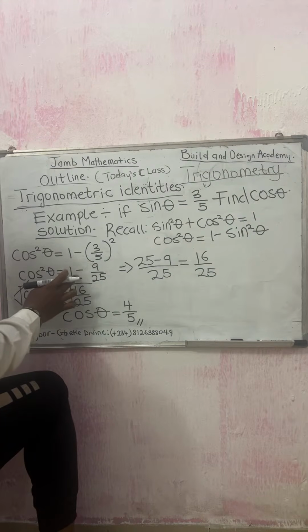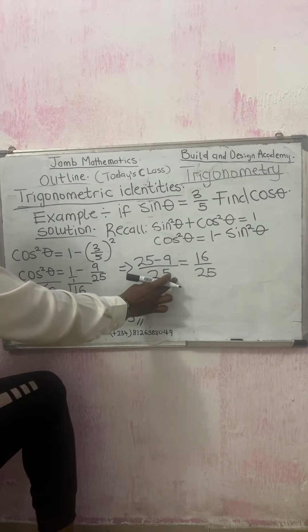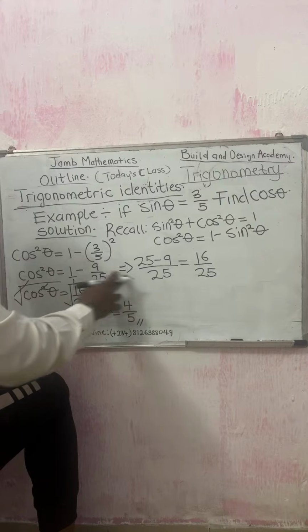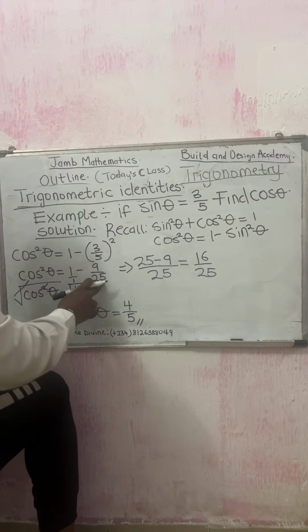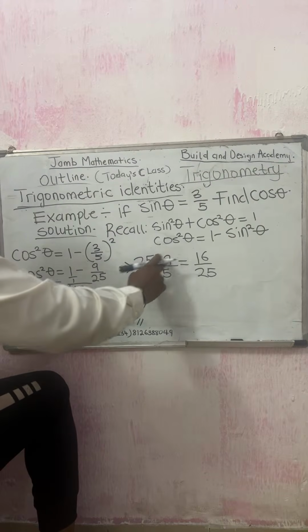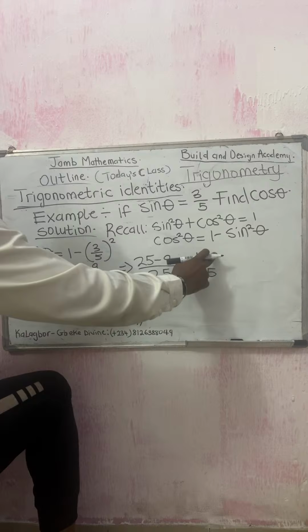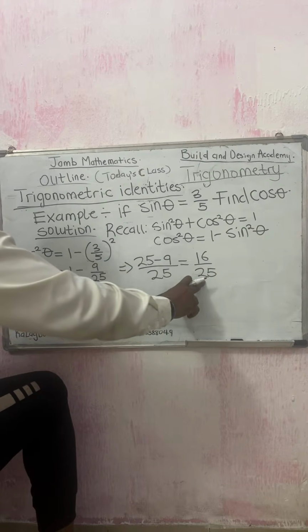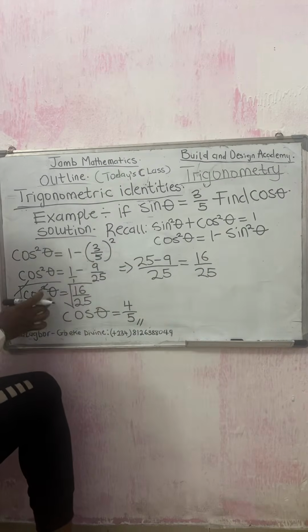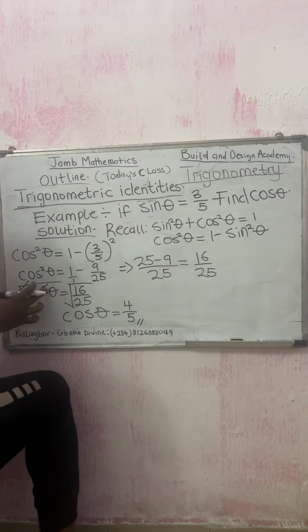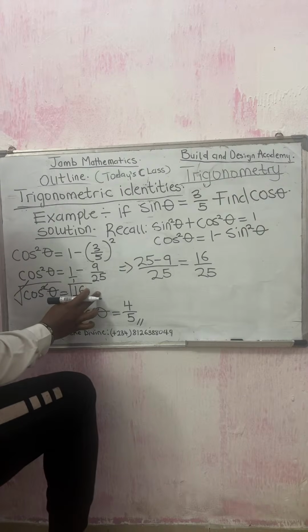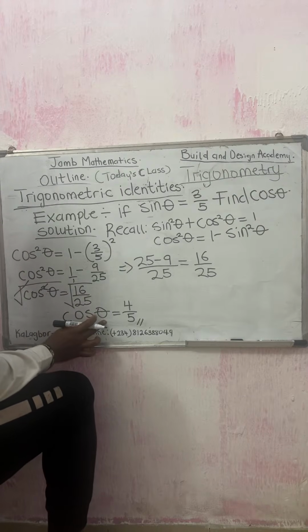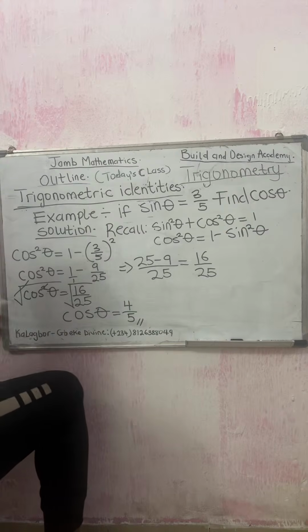1 minus 9 over 25. 1 is simply 1 over 1. So we take the LCM as 25. We did 25 divided by 1 is 25, times 1, 25, minus 25 divided by 25, 1, times 9, 9. 25 minus 9 gave us 16 all over 25. So we got this as our value for cos square theta. To eliminate the square sign, we simply took the square root of both sides of the equation, and we found out that cos theta is equal to 4 over 5. Very simple.